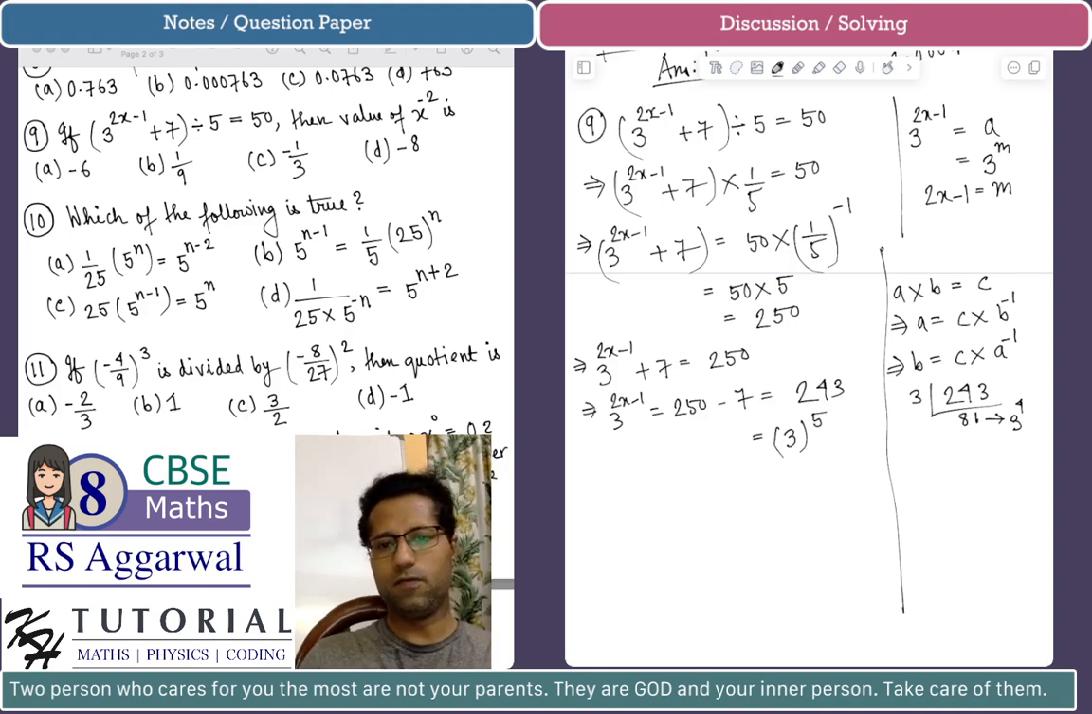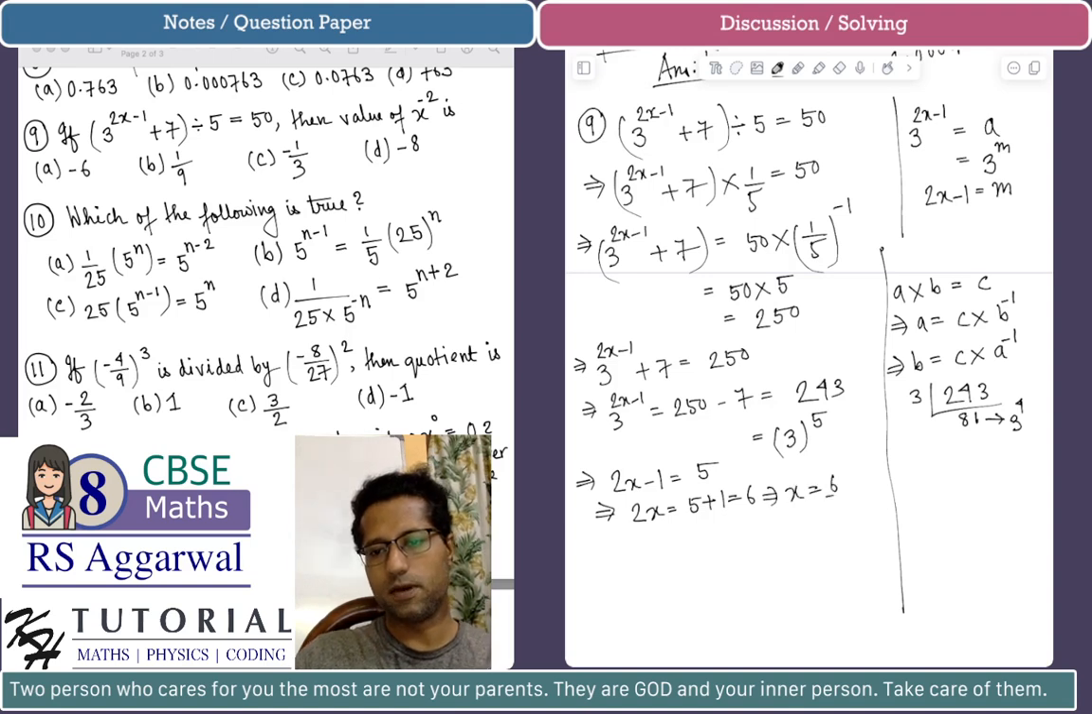So now we have in the equation, the left hand side is an exponential term with base 3, and the right hand side is also an exponential term with base 3. Now we can equate the powers, so we get 2x minus 1 equals 5. This is a linear equation in one variable x. You should be able to solve it very easily. This is 2x equals 5 plus 1 equals 6. This implies x equals 6 by 2, which is 3. So the value of x is 3.